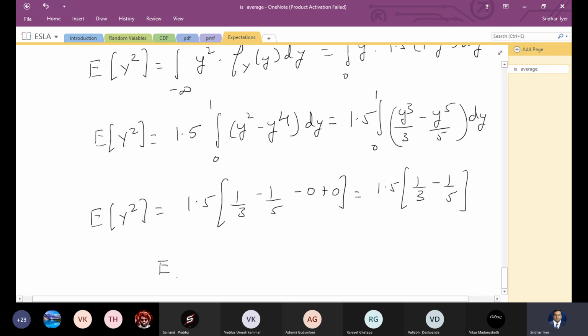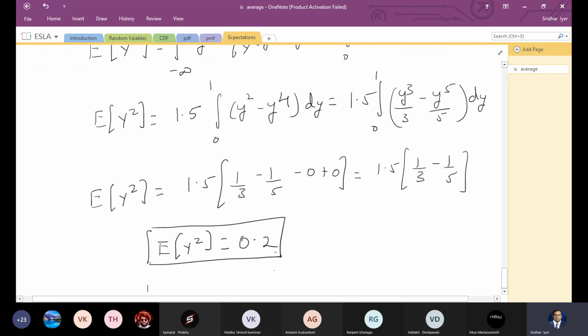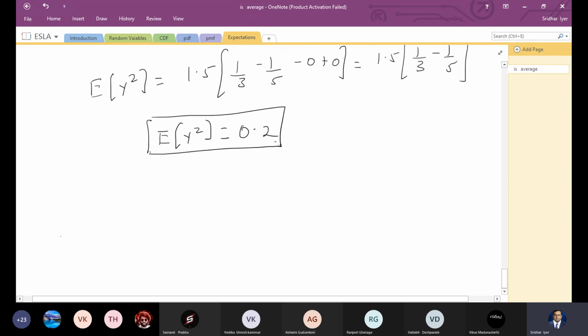And therefore, E of y square will be, use the calculator, you get a 0.2. E of y square is 0.2. Right? You can see it's simple integration just after using the appropriate equation. Okay. And the third value which we need to find is the variance.